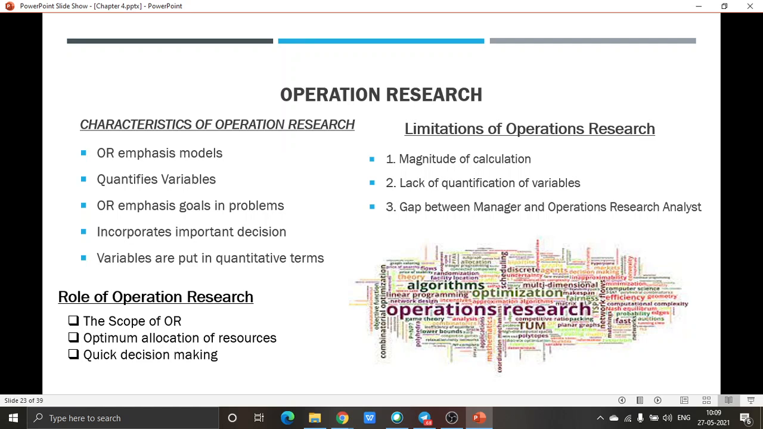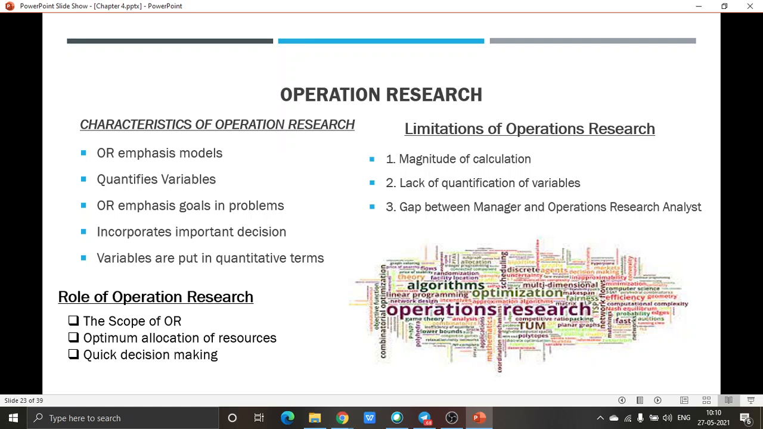And this is where there exists a gap between those who have the problem and those who provide the solution. This is the reason why many business managers do not appreciate the role of operational research in solving business problems. However, this is basically a problem of training. Training is required for both.